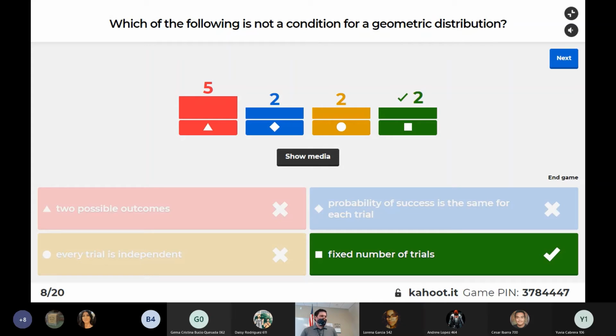Right, we need 2 possible outcomes, meaning it's binary. We can either succeed or fail. Probability of success is the same for each trial. That allows us to actually do the calculation. And every trial is independent, meaning knowing what happened in one trial has no effect on the next trial. And the fixed number of trials only applies to a binomial distribution. The geometric, we're trying to find that value. Trying to figure out how many trials it takes.